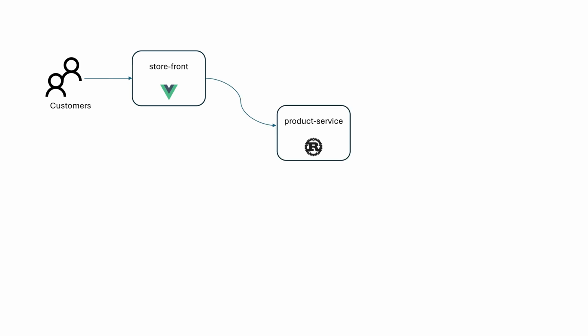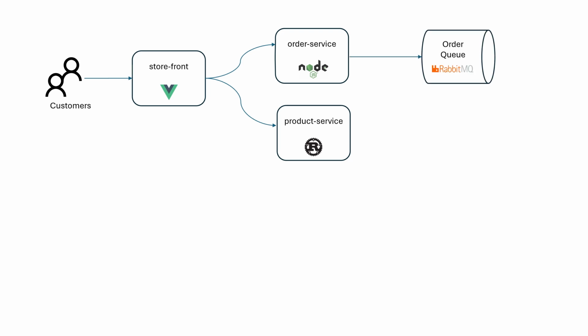Here's a simple view of the application architecture. It all starts with the customer. They visit the storefront where they can view products and add them to the shopping cart. The product catalog is retrieved from a product microservice, and there's a simple checkout process in the store where orders are submitted to the order service. The order service in turn sends the order to a message queue for later processing. Here in this case, we're using RabbitMQ.